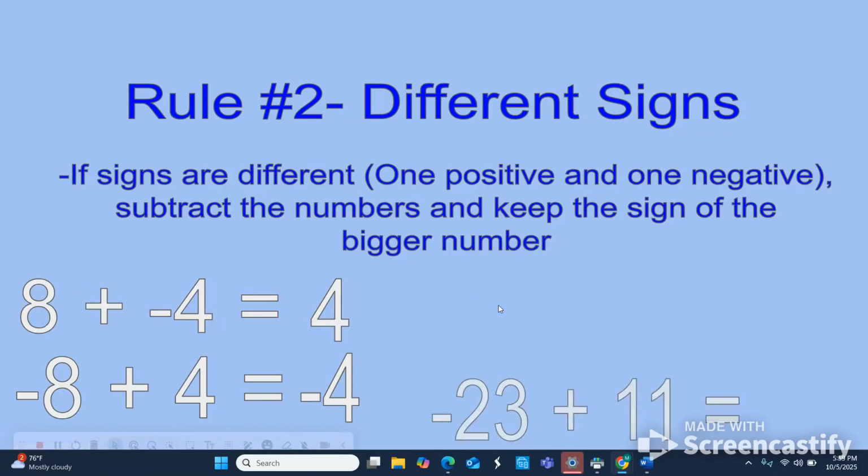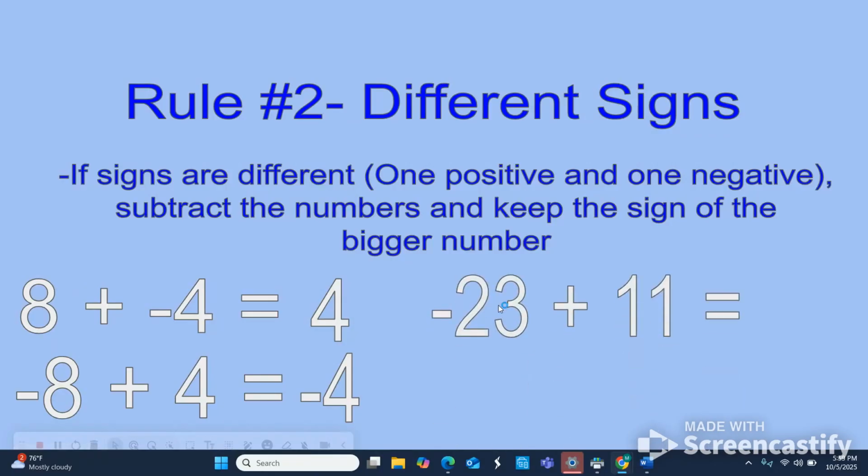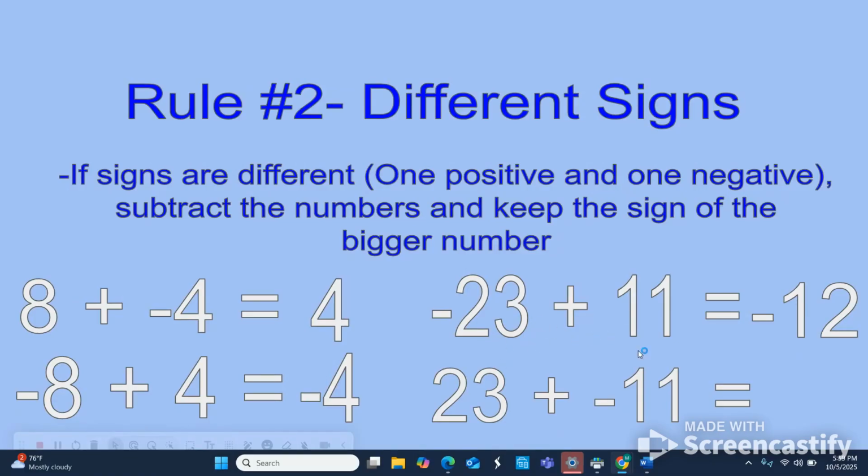Okay, another one. Negative 23 plus 11. Signs are different, so we're going to subtract the numbers. 23 minus 11 is 12. We have more negatives than positives, so it's negative 12. Okay, and then we have 23 plus negative 11, same situation. When signs are different, we subtract to get 12, but the positives are bigger, so it's positive 12.